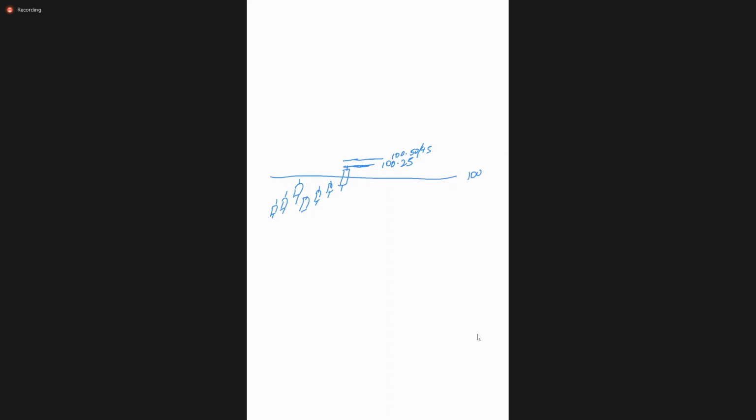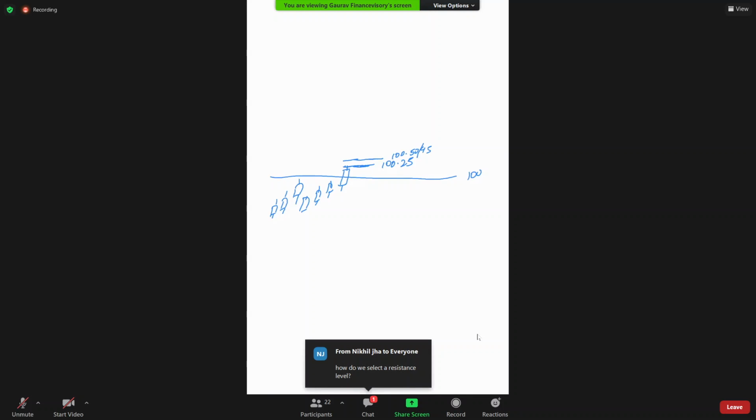Any doubts as of now? Anyone who wants to say anything regarding how to select a resistance level? So as I said, for marking support and resistance levels, you need to find wicks, and this can act as my good resistance level, and this can act as my good support level.